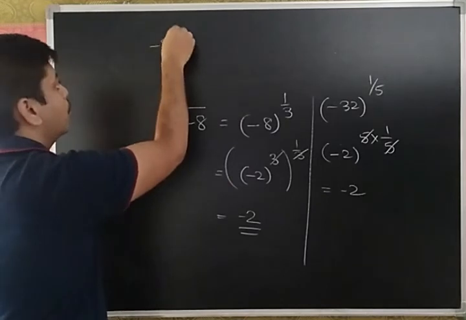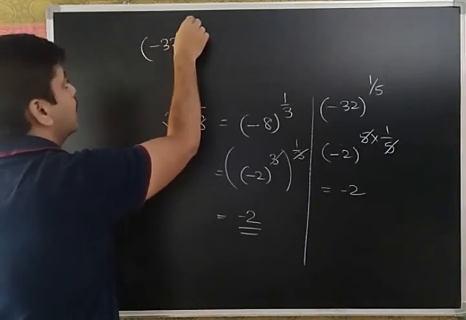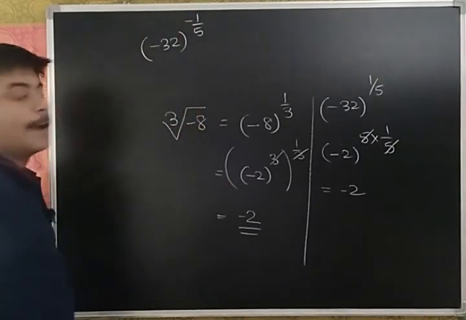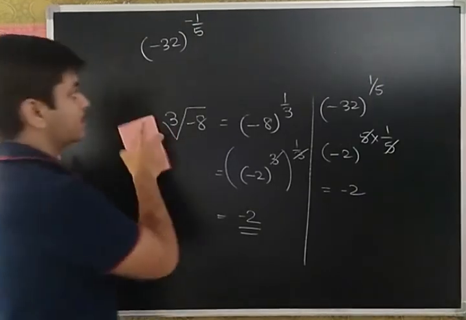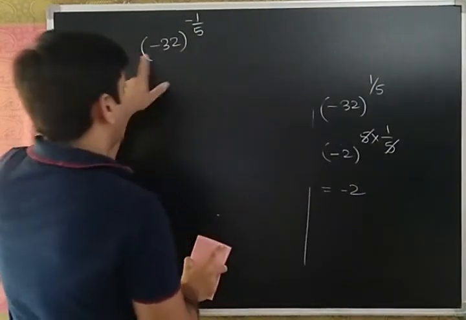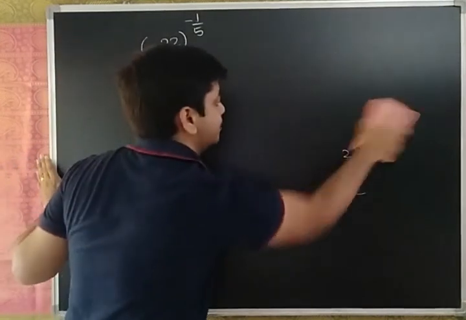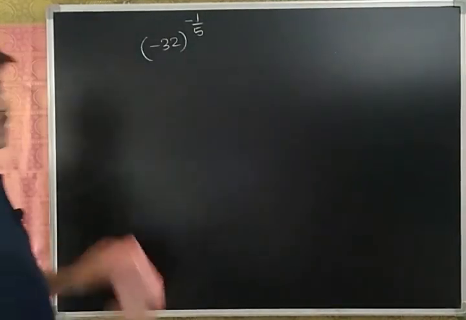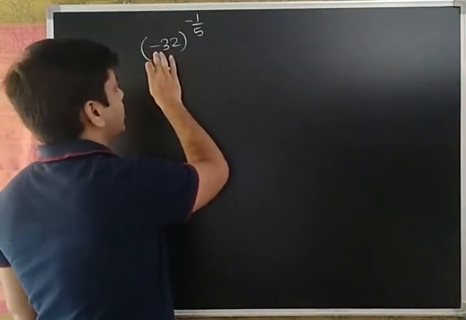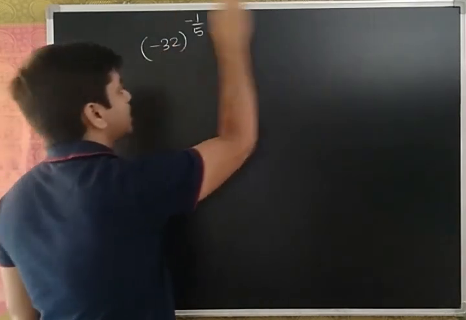Minus 32 whole power minus 1 by 5, the same question. Here also you have negative, here also you have negative. Then what will you do? See here, it is very simple. First of all, don't think about this negative sign, think about this one.